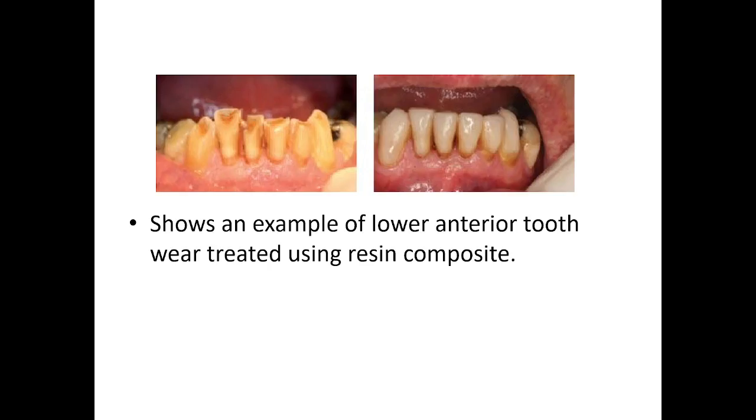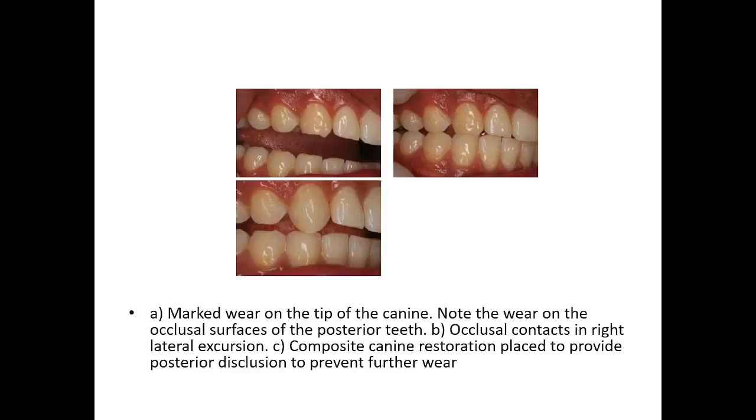This is another picture, which shows an example of lower anterior tooth wear treated using a resin composite. And also here we have marked wear on the tip of the canine, and we can see the wear on the occlusal surfaces of the posterior teeth. Composite canine restorations were placed on the canine to provide posterior disclusion to prevent further wear. So we re-established the canine guidance again.